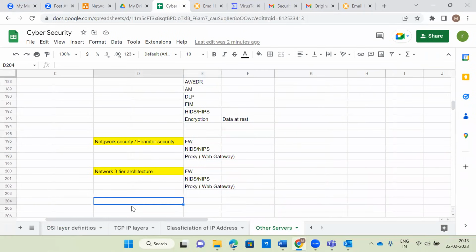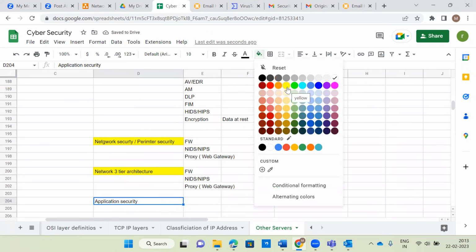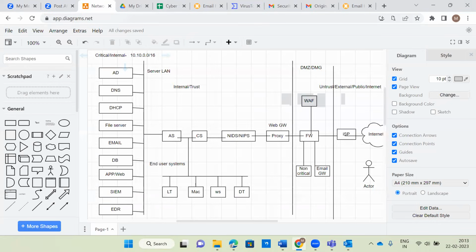Next one is application security. As per this diagram, which one is the application security solution? Anyone? Where is the application security solution implemented here? So far we completed firewall, server security, endpoint security, network security. So these are completed. Next one, application security. Which firewall? Web application firewall. That's perfect.